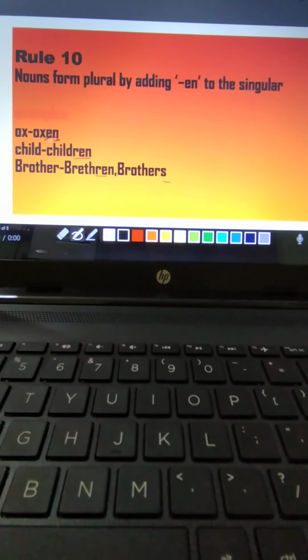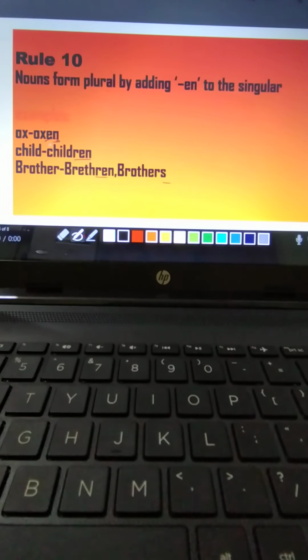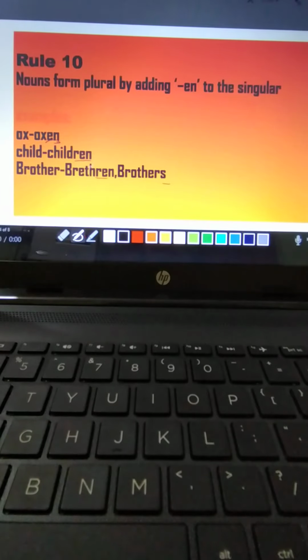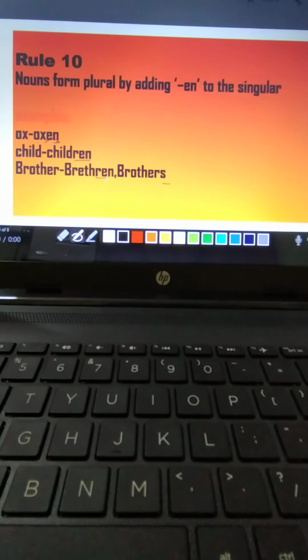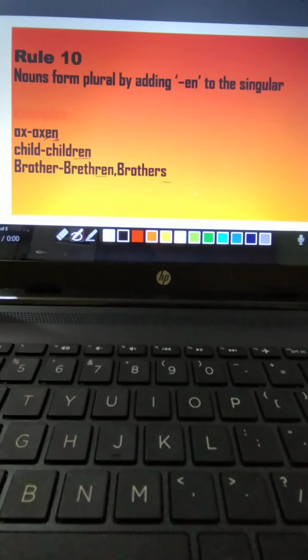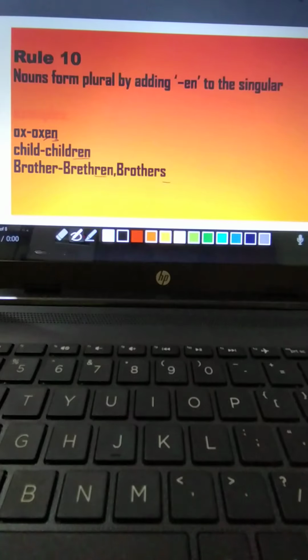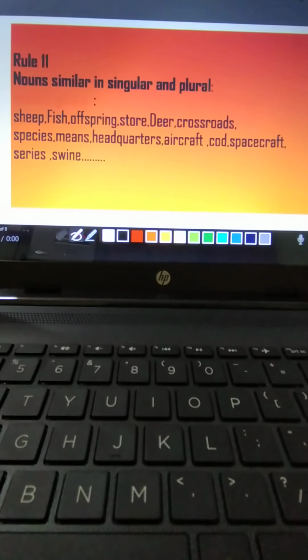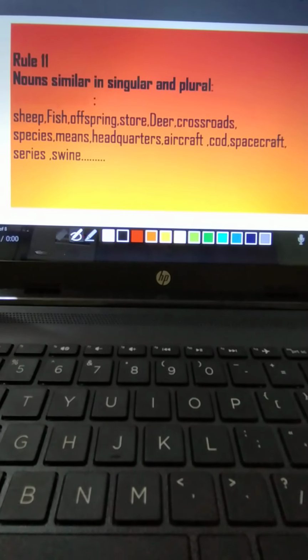So what you need to do students is: ox, you just add en, oxen. Child, children, ren is added. Brother, brethren, ren is added, and just s is added to the word to transform singular noun into plural noun. Next, rule number 11 students.